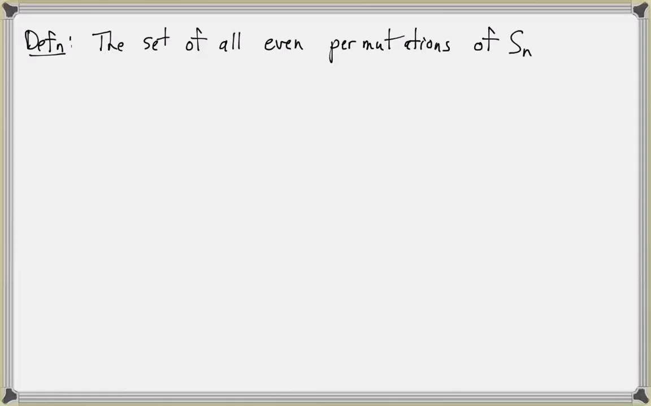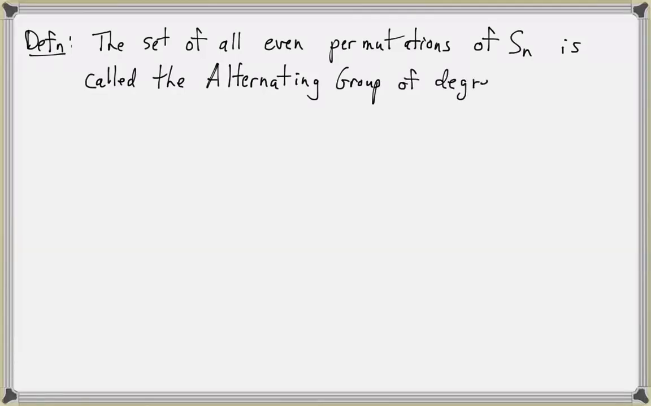So let's make a definition. The set of all even permutations of Sn is called the alternating group of degree n, and is denoted by capital A sub n.